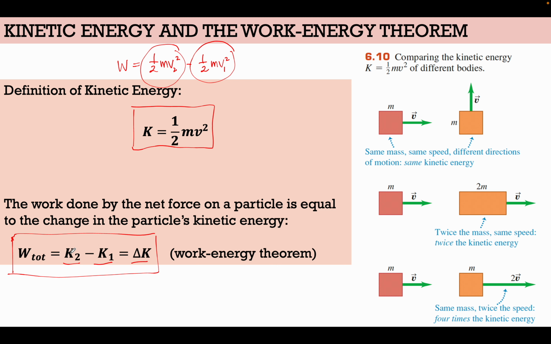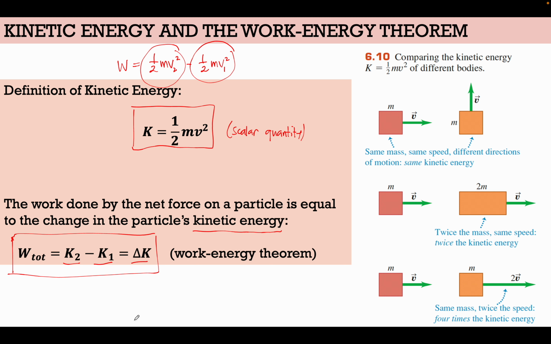So the work done by the net force on a particle is equal to the change in the particle's kinetic energy. By the way, kinetic energy is a scalar quantity. Again, scalar quantity means that it has magnitude only. So it does not depend on the direction of your object. It only depends on the magnitude of the mass and the speed of the object.